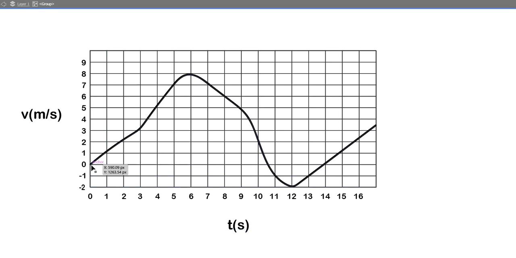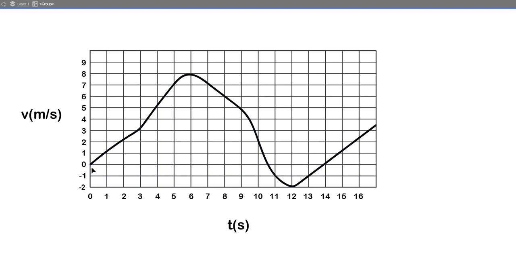We started at a 0 velocity. We work our way up to 1 meter per second, 2 meters per second, 3 meters per second, all the way up to 8 meters per second. And then we drop down to 0 and go negative and then positive again. Okay, so now we're talking about meters per second squared, or acceleration.